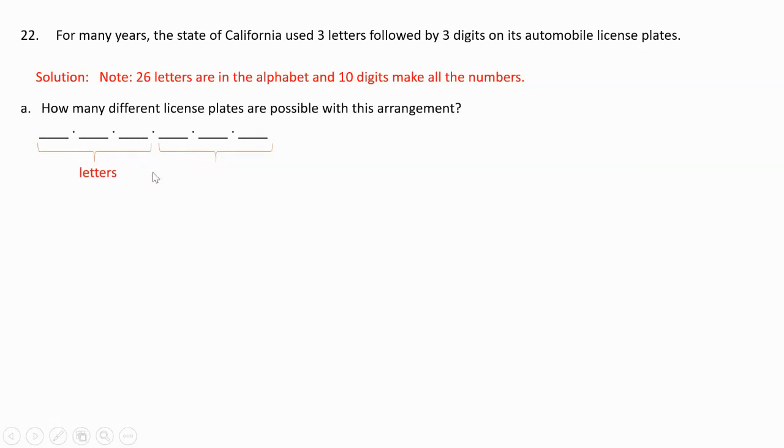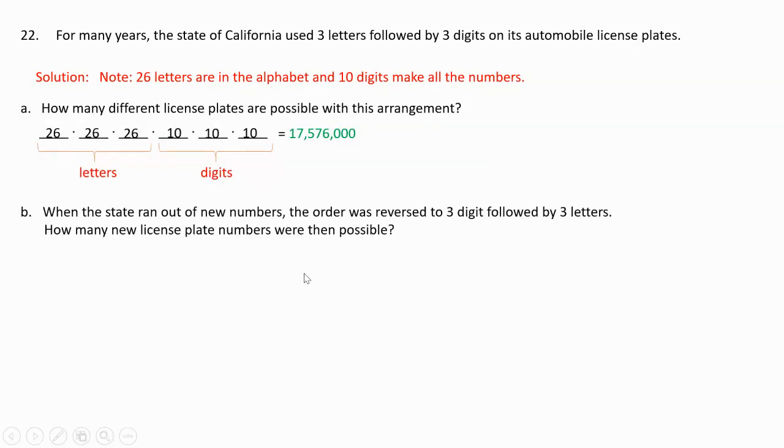So here, guys, there's no restriction. So 26 letters can go on every blank there. It'll be 26 times 26 times 26, and same thing with the digits because there's no restriction. 10 can go in every slot. After you multiply it out, this is the result: 17,576,000.